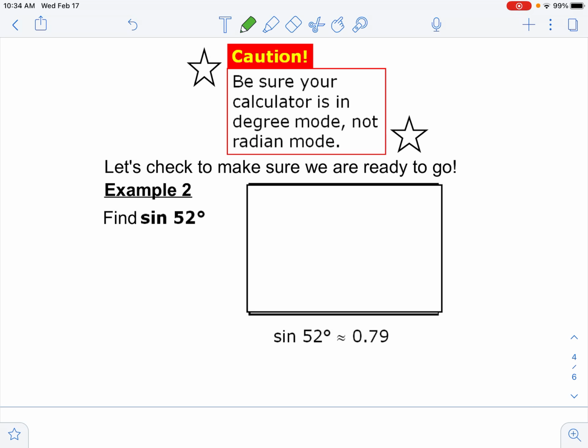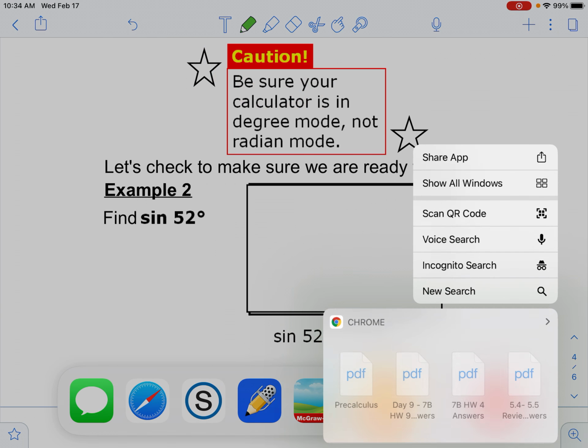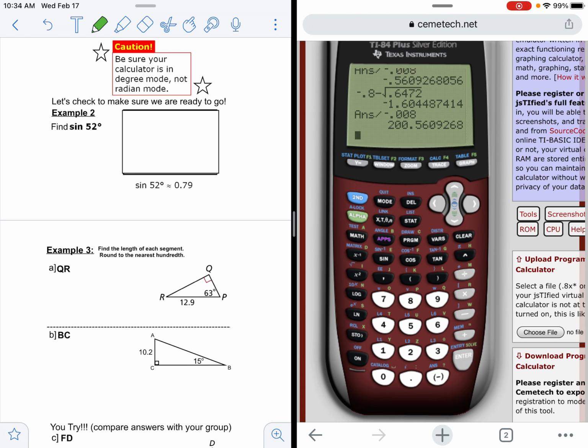Okay, next it says, be sure your calculator is in degree mode, not radian mode. Let's check to make sure you're ready to go. Type in sine of 52 in your calculator. Do you get 0.79? If you don't, you're not in degree mode. So let's check my calculator. There we go. You can check yours too, and I'll show you how to fix it if it's not in the right mode. I'm going to hit clear. I'm going to hit sine. Sine is located towards the middle of my calculator.